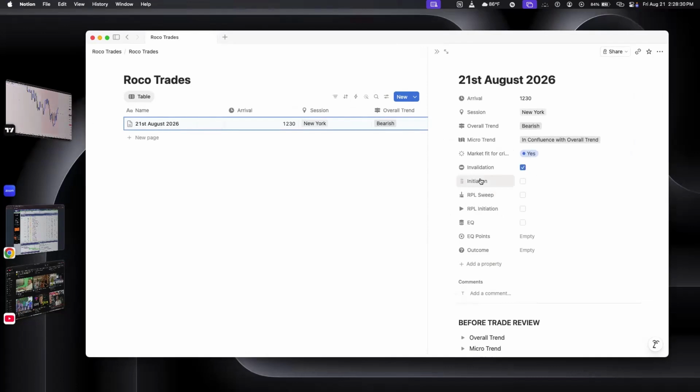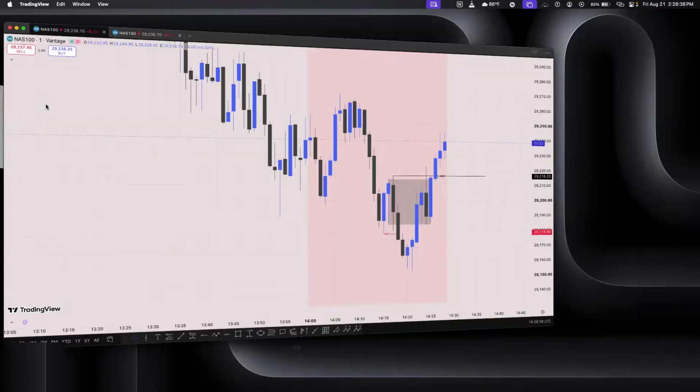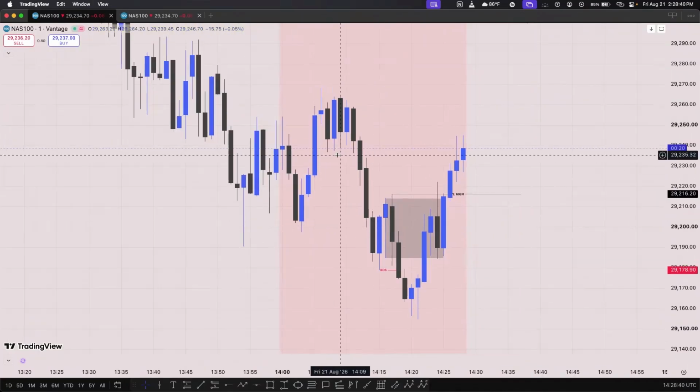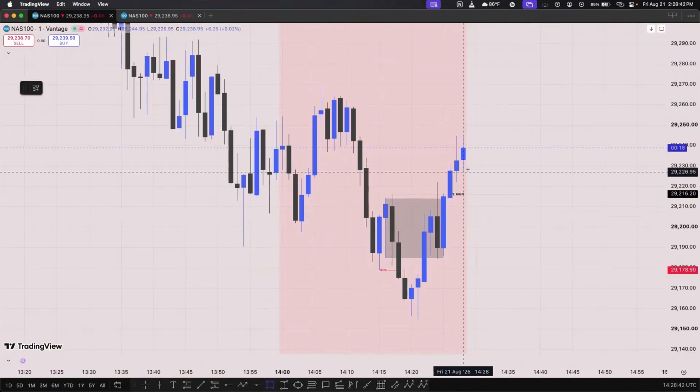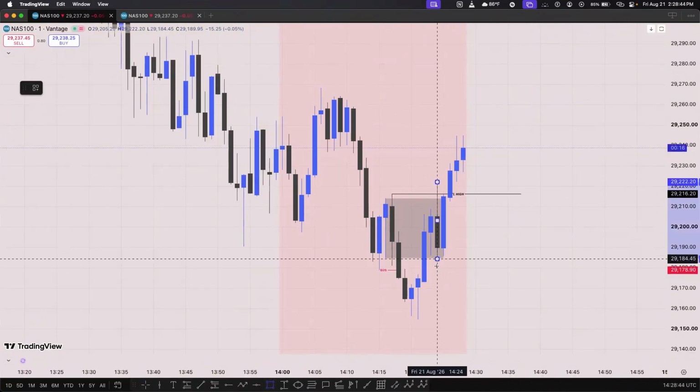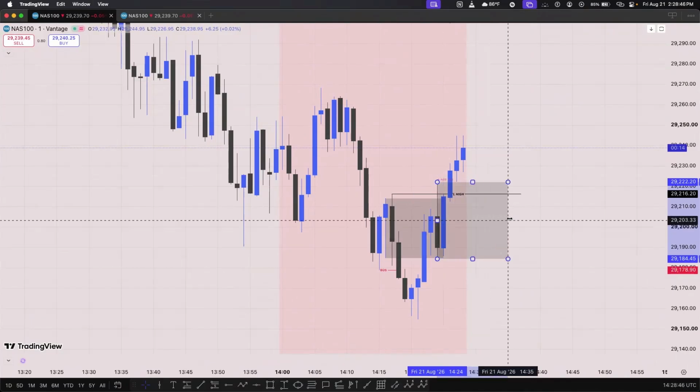So I'm now waiting for my initiation, my RPL sweep, my RPL initiation, and my EQ. Then I come to my EQ points, and then I finally take a trade. So I'm going to wait for my initiation here after the invalidation.